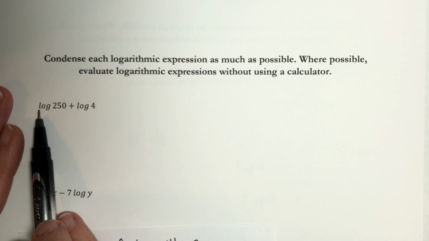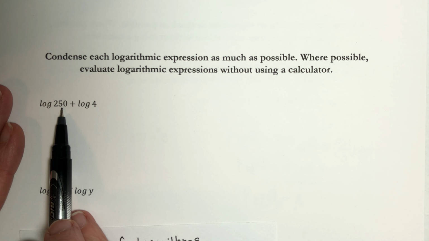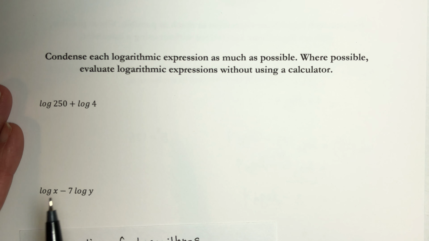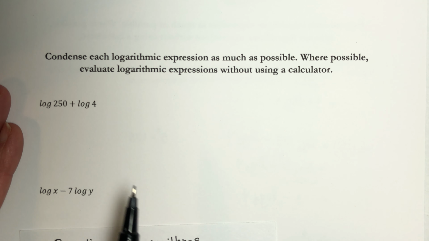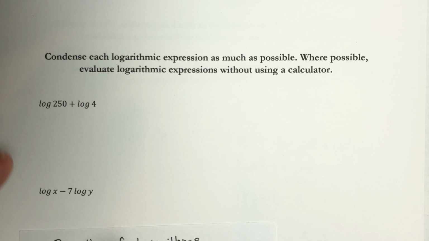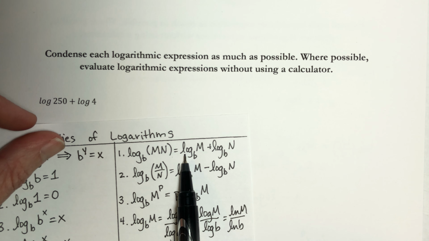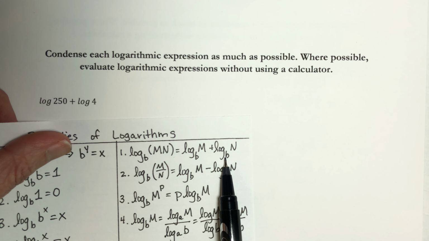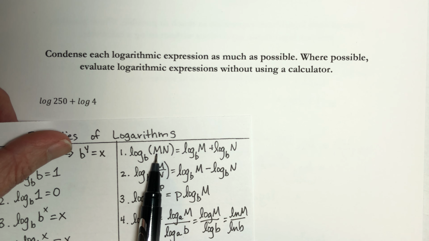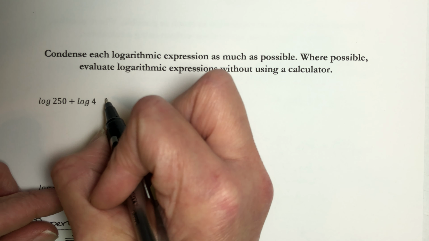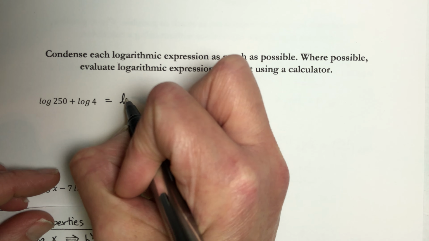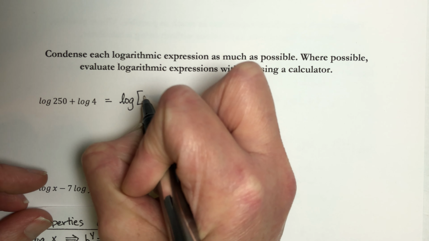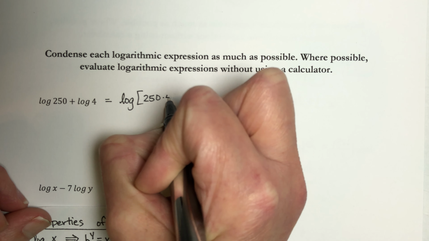So I have log of 250 plus log of 4. These have the same base. You really need to check to make sure that you have the same base before you start to combine these things. Okay? I do have the same base, so I have this situation, log of m plus log of n, where the bases are the same, and this says you can multiply these two things back together. So this would be the same thing as log of 250 times 4.